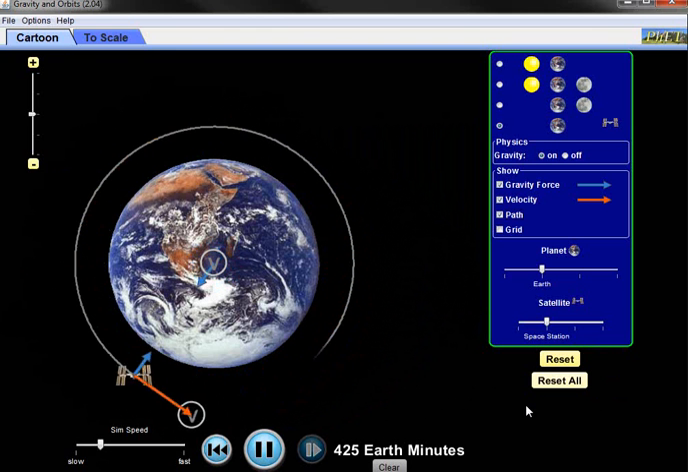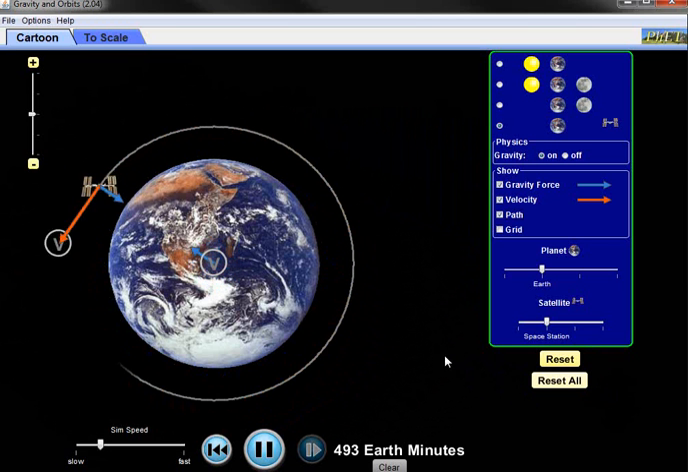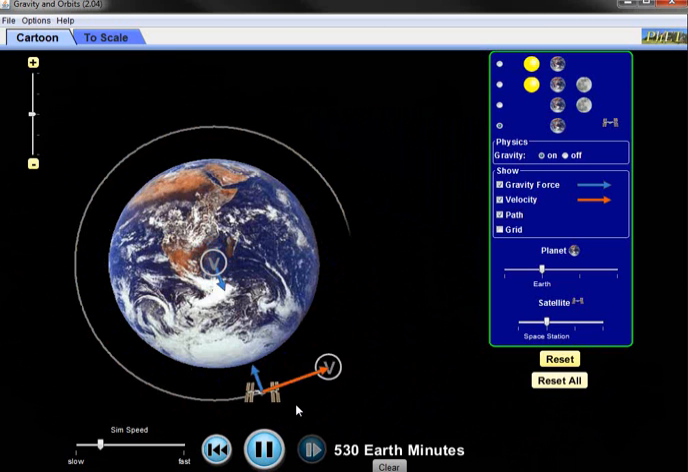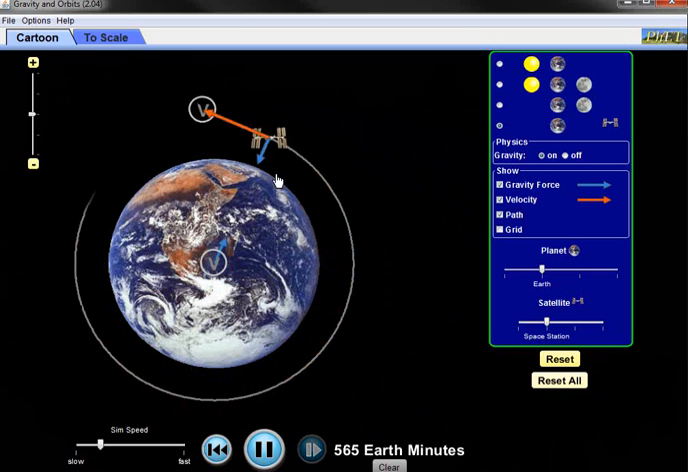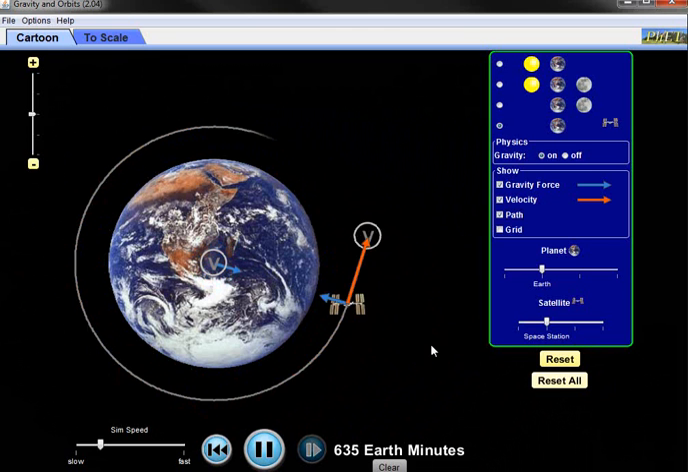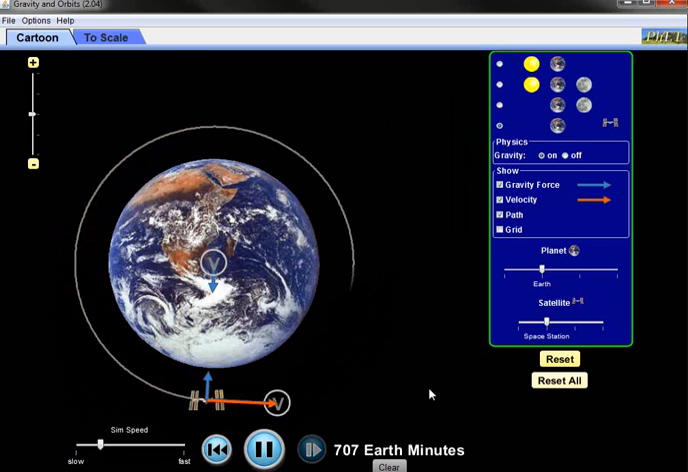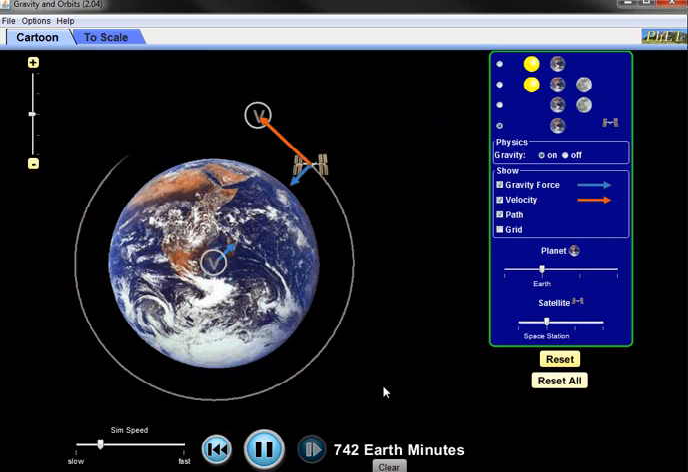The difference in mass between the satellite and the Earth is huge. The satellite is on the order of 10 to the 3, 10 to the 4 kilograms, and the Earth is on the order of 10 to the 24 kilograms. So it's roughly 20 orders of magnitude difference. So the Earth essentially doesn't wiggle at all.